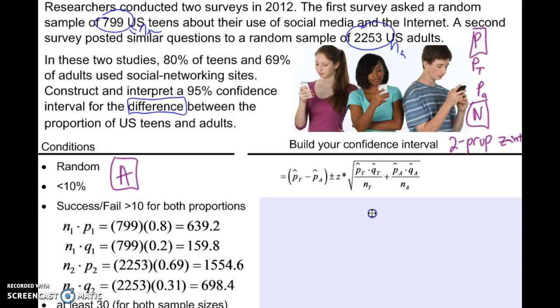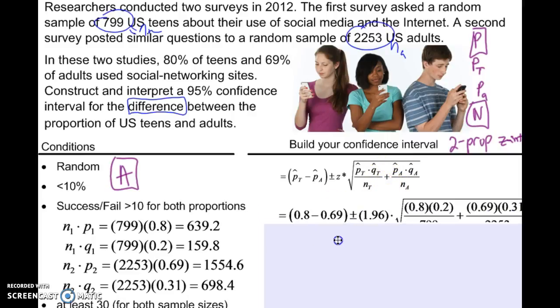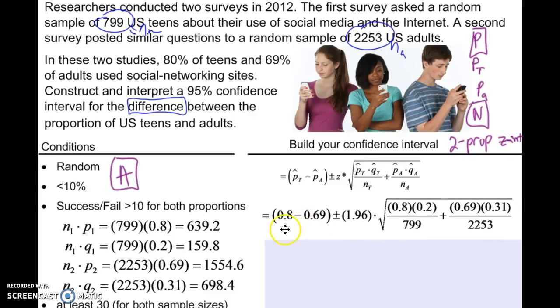And so let's find the interval here. This is our formula for the interval. In this case, we're saying the proportion of teens from the sample minus the proportion of adults, plus or minus the Z critical value times the standard deviation of both proportions. So we're going to plug in our numbers, and we get 0.8 minus 0.69. Notice I did teens minus adults. I could have done it the other way around. That would have been perfectly acceptable.